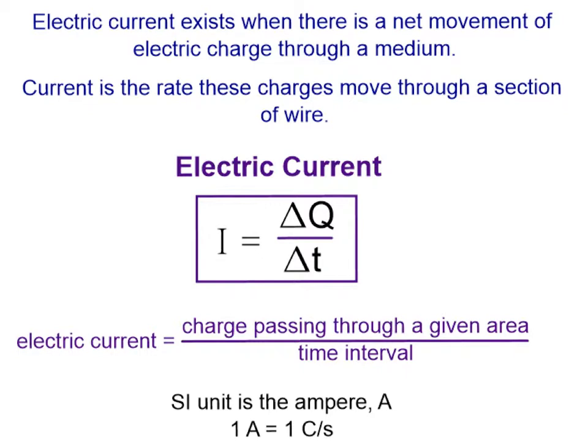We can define current mathematically as the rate that these charges move through a section of wire. Electric current is represented by a capital I, and the SI unit is the ampere, abbreviated with a capital A. Electric current equals the charge passing through a given area divided by the time interval. And because our SI unit is the ampere, an ampere is a coulomb per second.